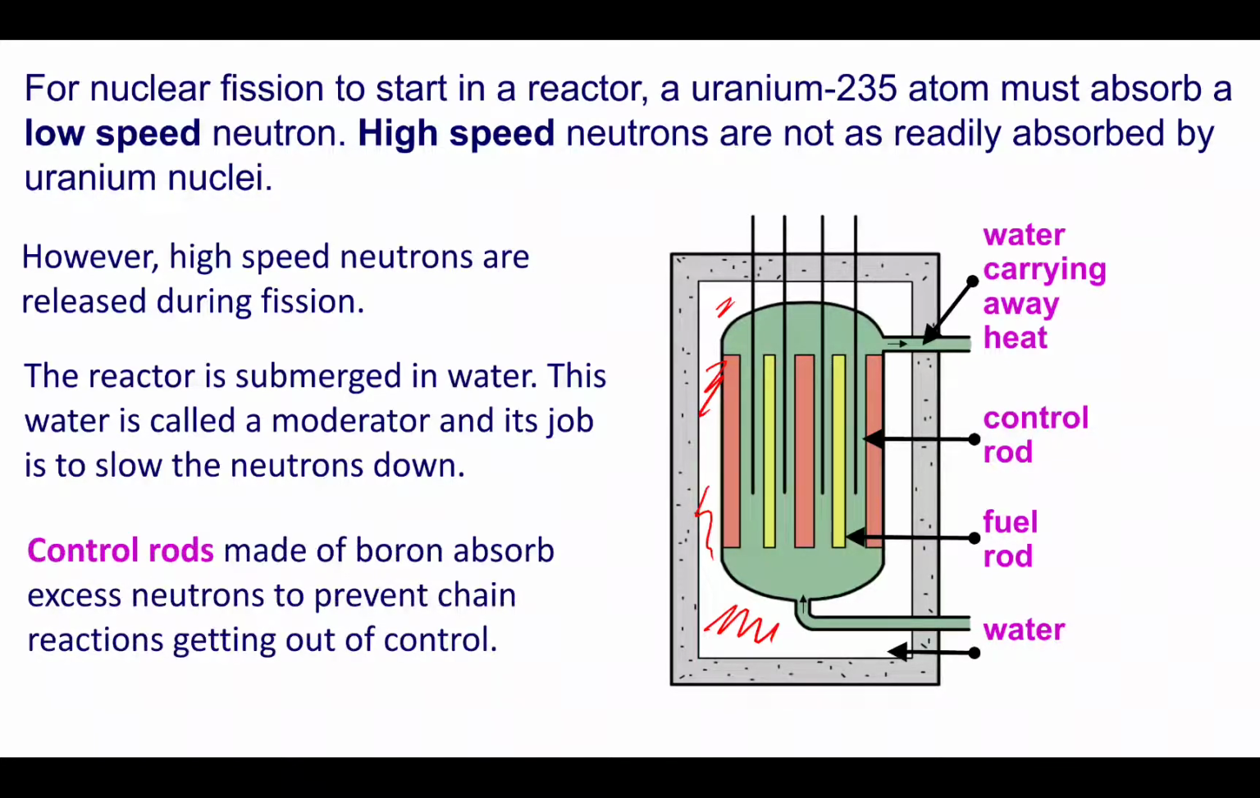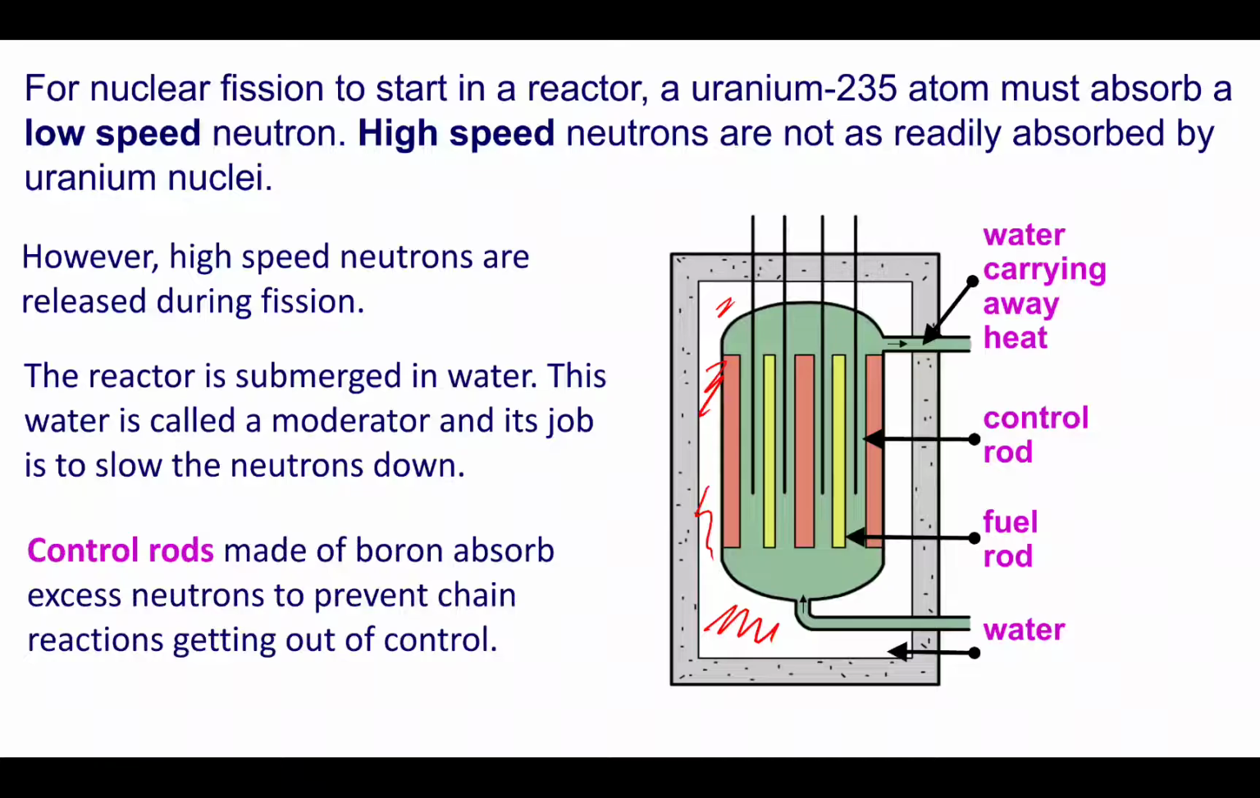Now the control rods, the black ones, are made of boron. And what boron does is absorb excess neutrons to prevent chain reactions getting out of control. If a chain reaction gets out of control in a civilian power station, it'll just get really hot. And when it gets really hot, the pressure will increase drastically, and then the vessel can just explode. If the concrete on the outside explodes and the vessel explodes, you just end up with nuclear fuel all over the place, which is what happened at Chernobyl and Fukushima, the one in Japan in about 2011.